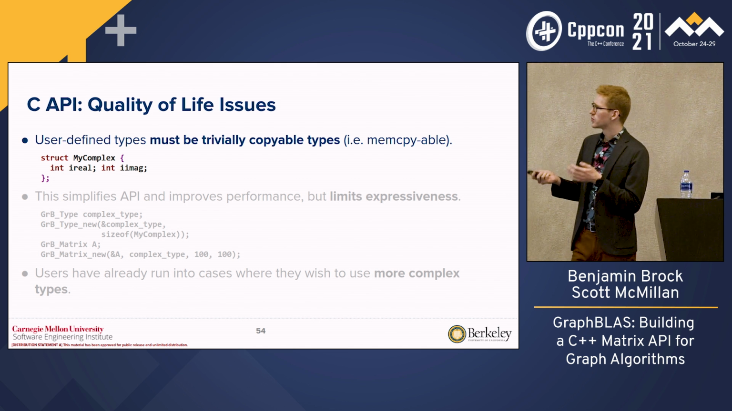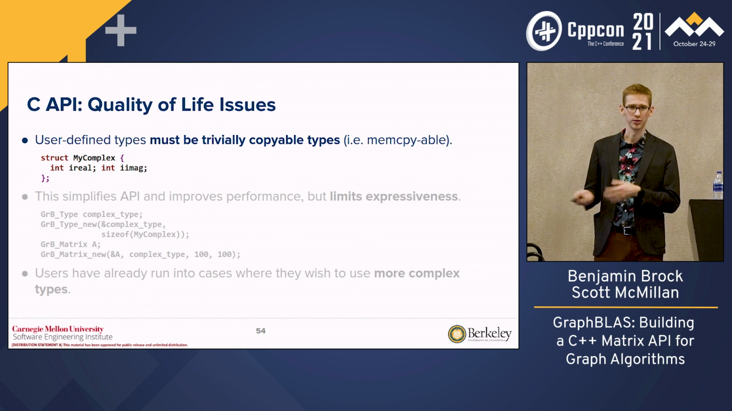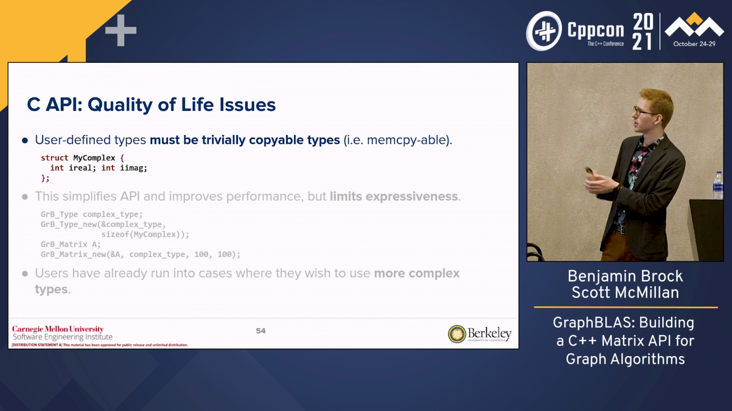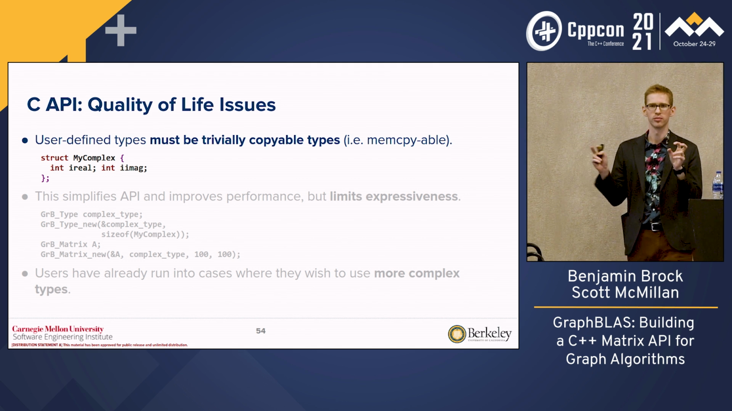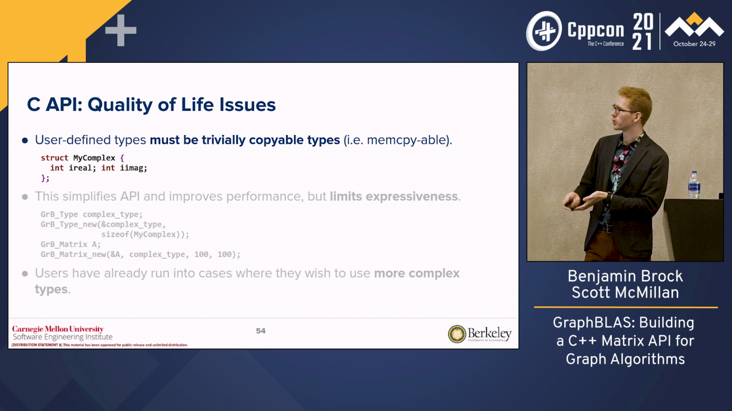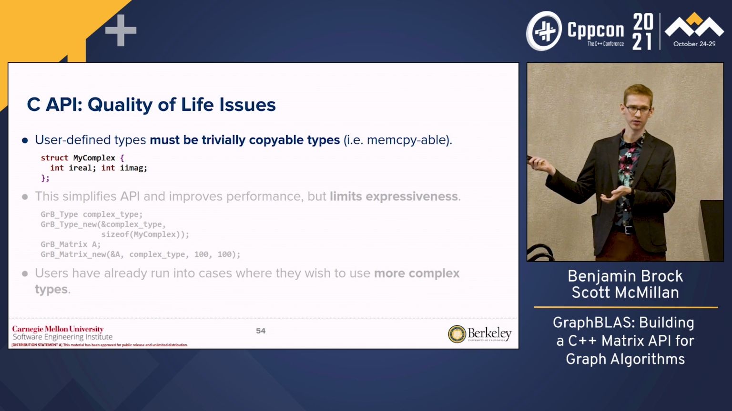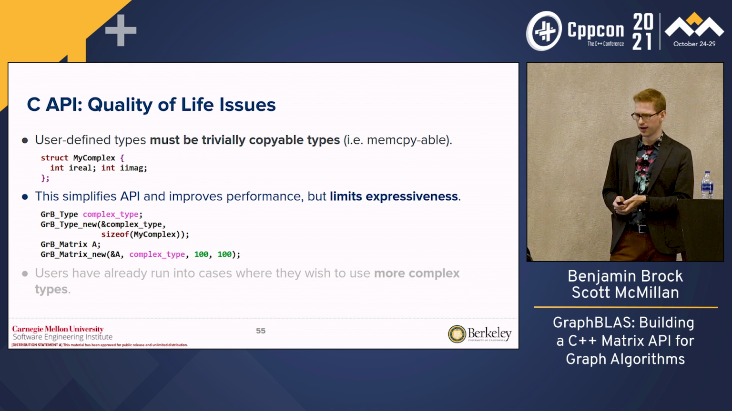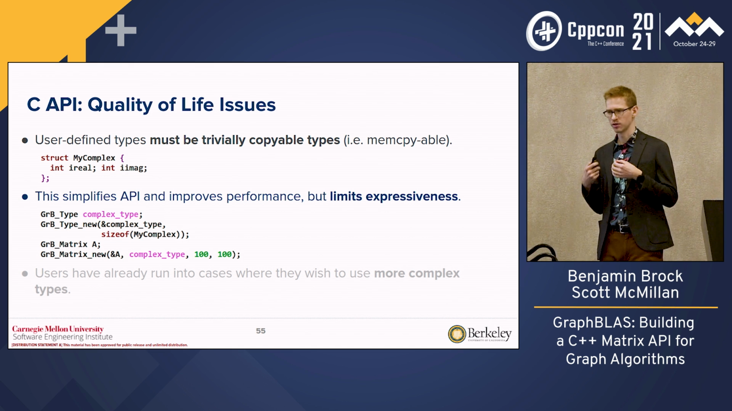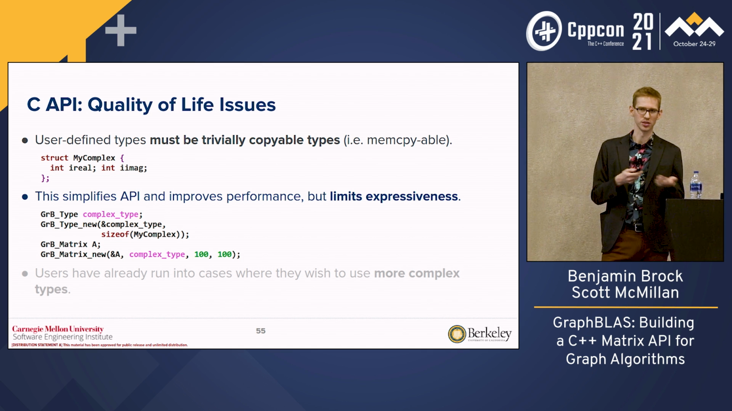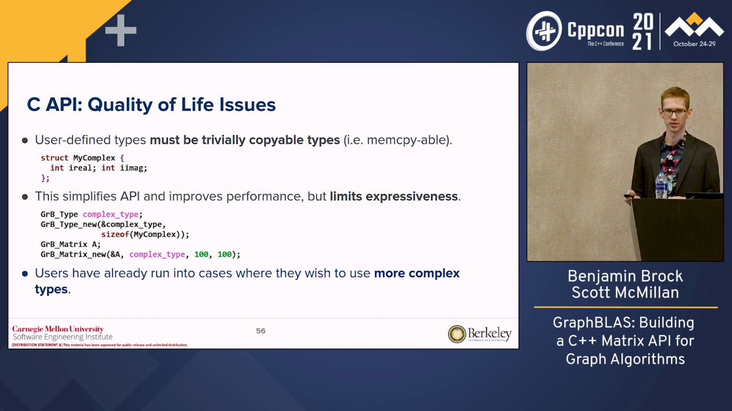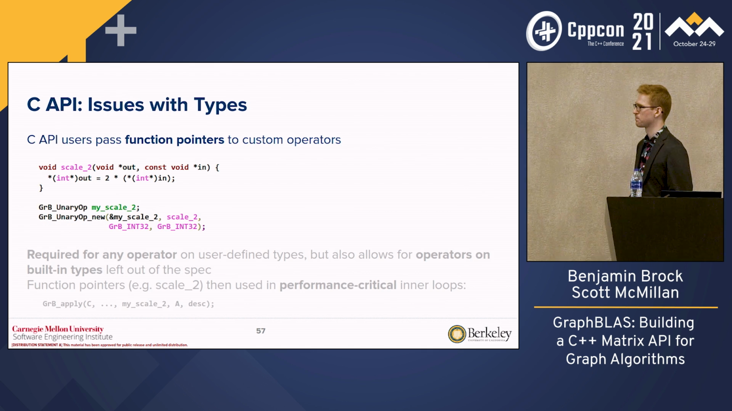There are also some other issues. For example, user-defined types are limited. So you can imagine if you were to have a complex type, you can do that. You can have this trivially copyable type, meaning that its copy constructor can be implemented with memcopy. It's just storing 2 ints inside of it, one for the real and one for the imaginary part. And this has some nice effects in terms of the API, but has some limits on the expressiveness of the types that you can use as scalar types. And there have already been cases where people want to use more complex types, such as a short list of elements.